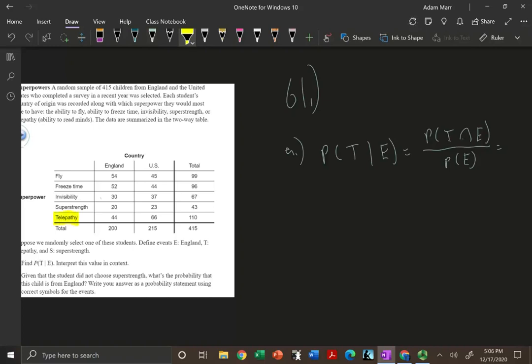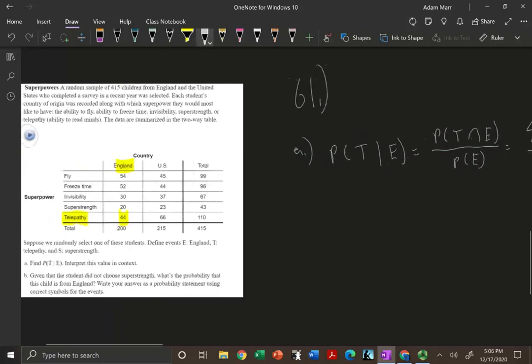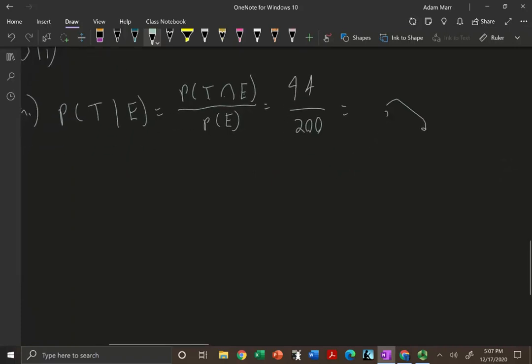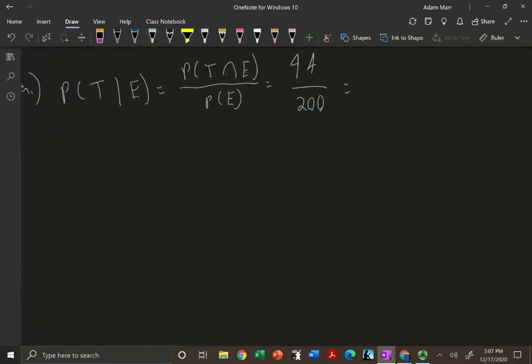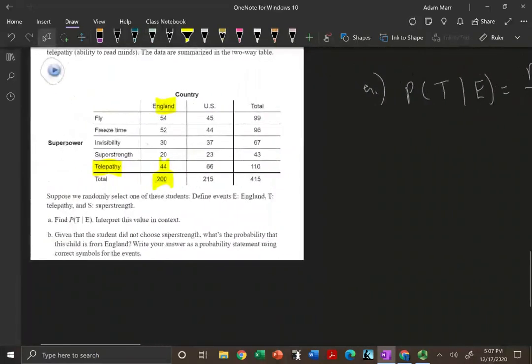So let's see, telepathy, England is right there. So that's a 44 over England right here. So the probability that somebody is from England in total, that looks like right there, 200. So 44 over 200 is going to end up being 0.22. All right, and they want us to interpret this value in context.